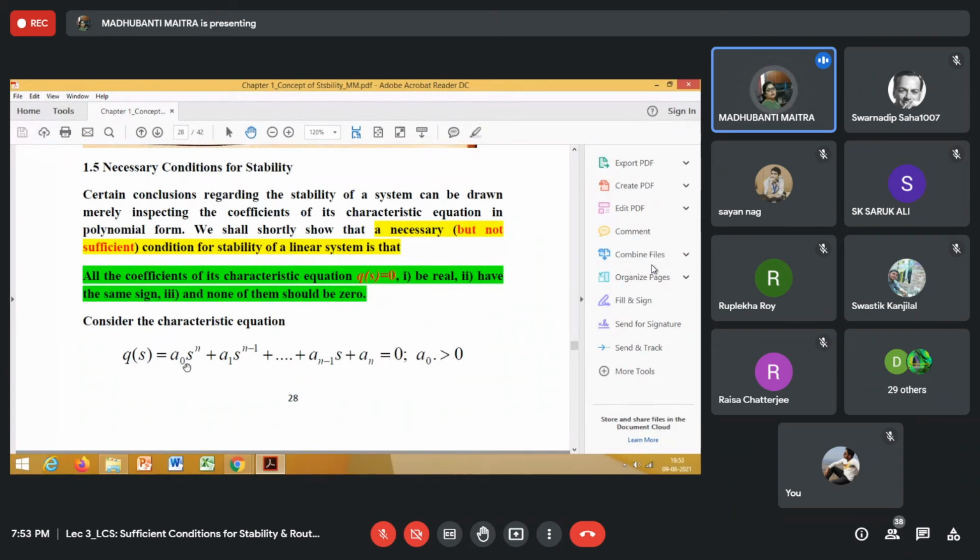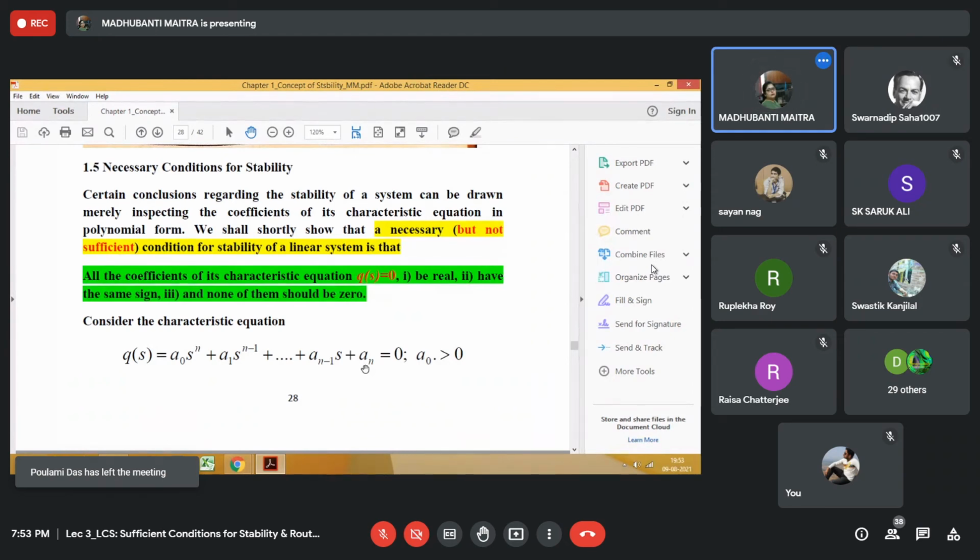So for an nth order system, it's given by a0 s to the power n plus a1 s to the power n minus 1 plus ... plus an is equal to 0. So the coefficients of this equation are a0, a1, ..., an minus 1, an. How many coefficients are there? n plus 1, right?